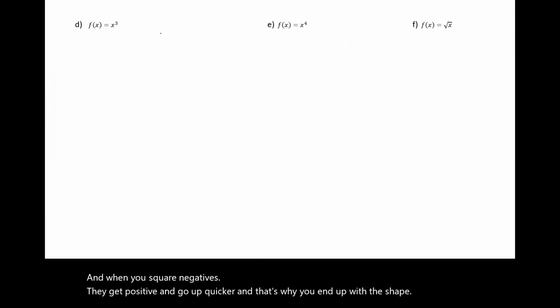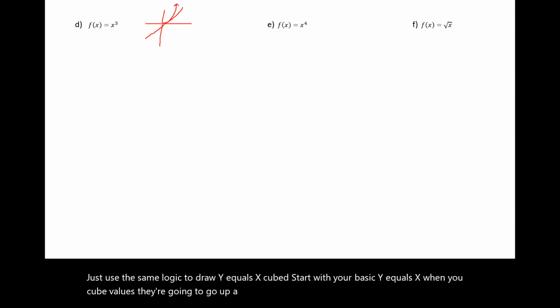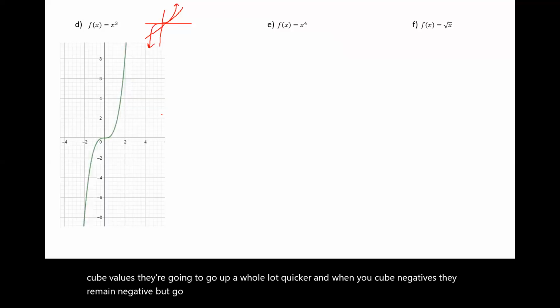Let's use the same logic to draw y equals x cubed. Start with your basic y equals x. When you cube values, they're going to go up a whole lot quicker. And when you cube negatives, they remain negative, but go down faster. That's where this shape comes from. Prediction on x to the fourth.